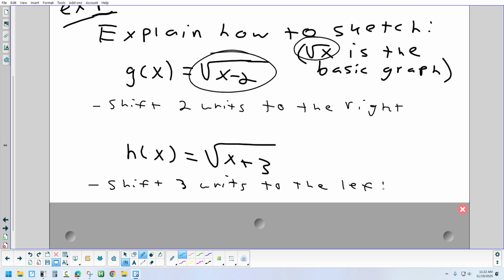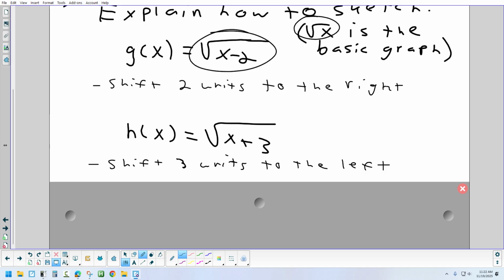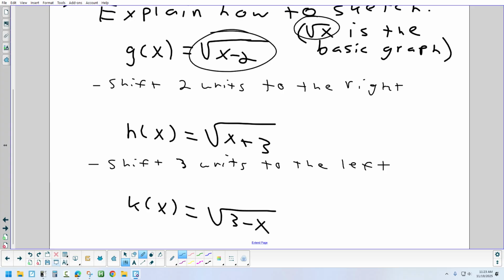To the left. Okay, any question on that one? All right, let's look at this one.